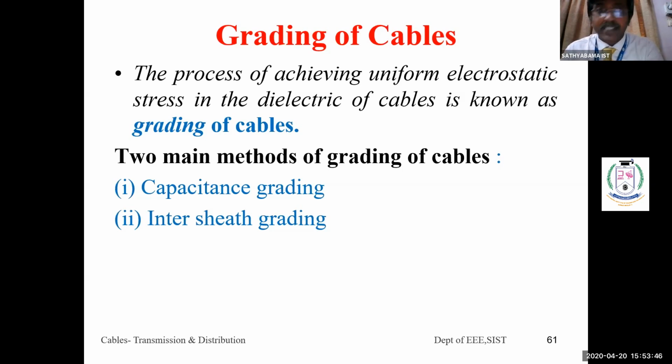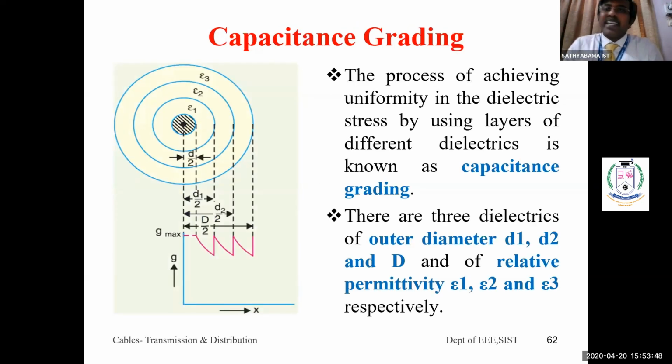Let me see the next slide: capacitance grading. Please all of you go through the diagram. It's very, very important. How many layers do we have? Here we have 3 layers: epsilon 1, epsilon 2 and epsilon 3. Please remember, in capacitance grading we have 3 different layers. That's why in the diagram they mentioned epsilon 1, epsilon 2 and epsilon 3.